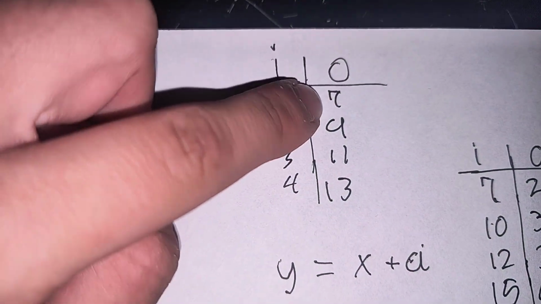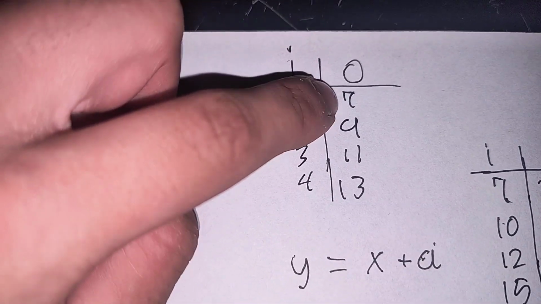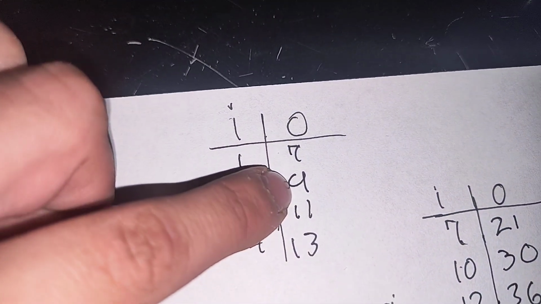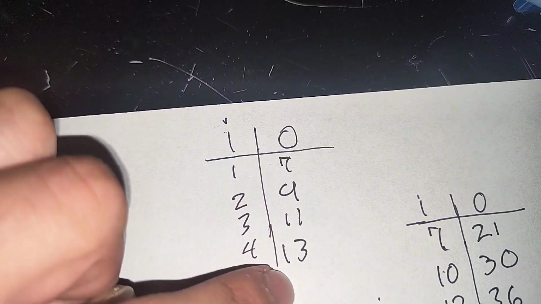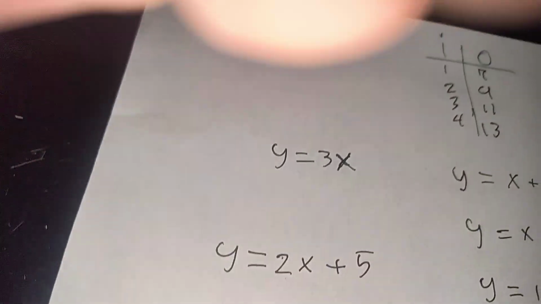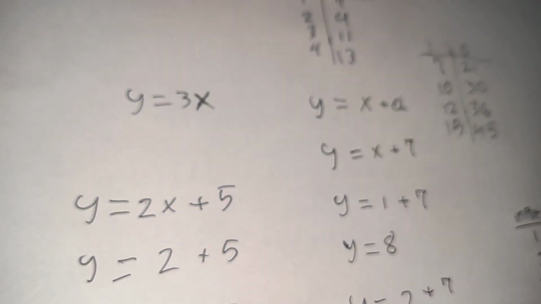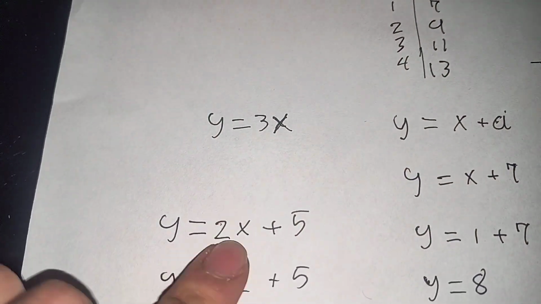And you can kind of see it goes up by 2 each time. 7 plus 2 is 9. 9 plus 2 is 11. And 11 plus 2 is 13. So you could also have written this as, I guess, 2x. Well, no, you couldn't have, but whatever. You know what I'm saying.